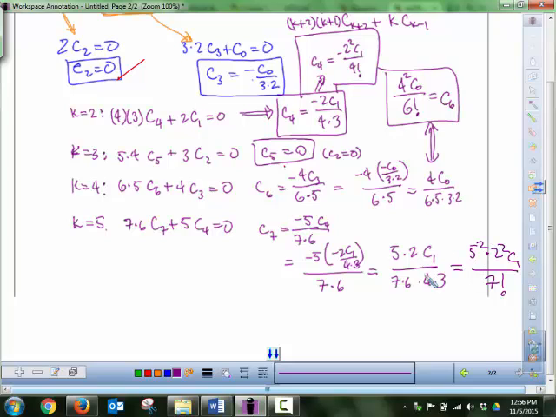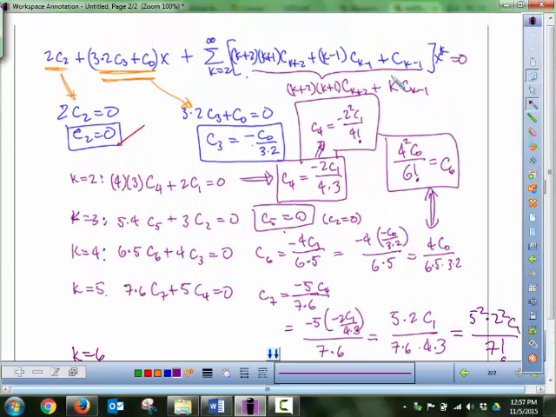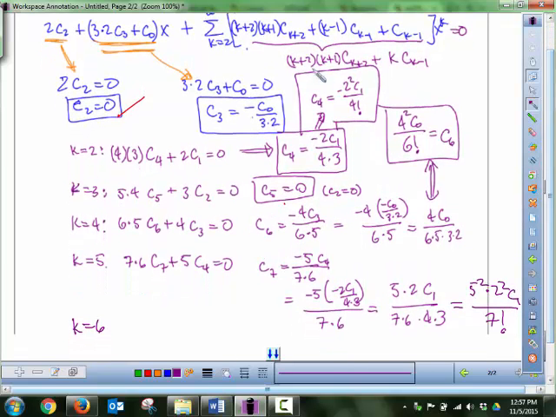So let's do one more when K is equal to 6. This is coming from our summation formula over here, when K starts from 2 through whatever. So let's look at when K is equal to 6. We have 6 plus 2, that's 8, times 7, C sub 8. And then we have K equal to 6, 6 minus 1 is 5, C sub 5.